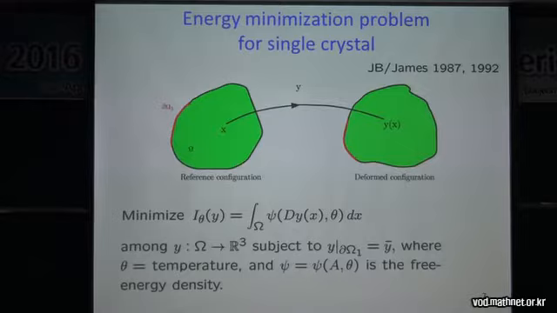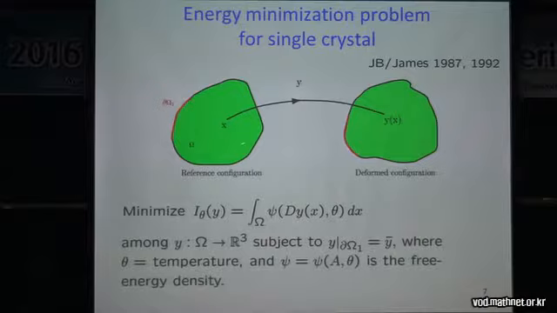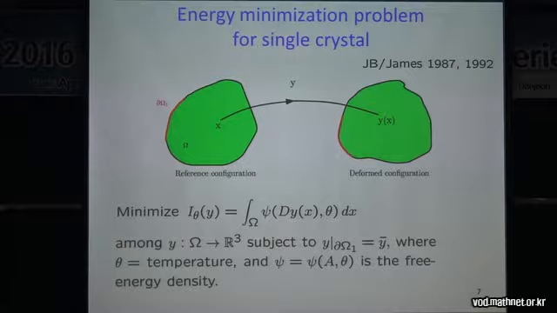So we have a single crystal. The usual thing for continuum mechanics is you choose a reference configuration which you use to label the material points of the crystal. So that's the reference configuration. It's some region omega of R3. And now you deform the material. I'm just going to consider statics, so no time. And the point which was at x in the reference configuration gets mapped to a point y of x in the deformed configuration.